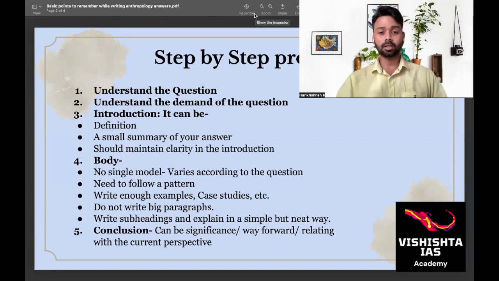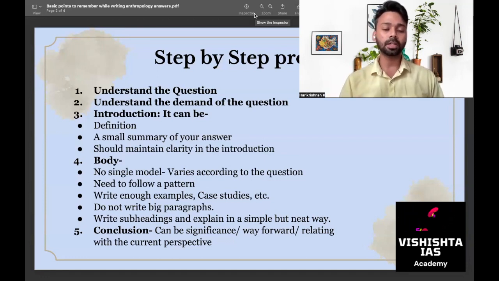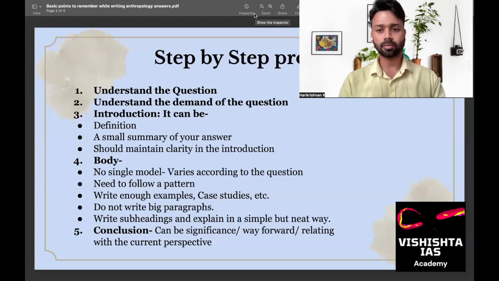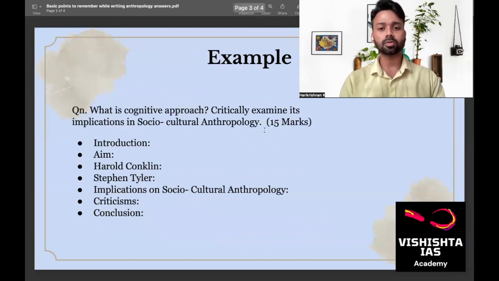Just make sure your conclusion is not just 1 or 2 points taken from your answer. Conclusion should give a different dimension. It should enlighten the person who is reading the answer by giving some idea. So that point should be taken care of. In order to understand this, let me give you a good example so that you will get a good clarity about it. Let's take this question.